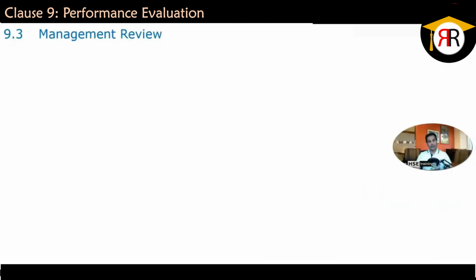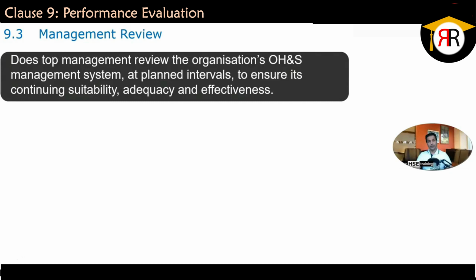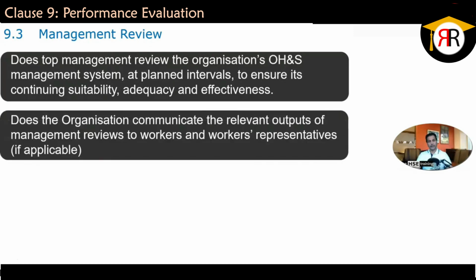In management review in 9.3, does the top management review the organisation's management system, the OHS management system, at planned intervals to ensure its continuing suitability, adequacy and effectiveness? And does the organisation communicate the relevant outputs of management reviews to workers and workers' representatives?